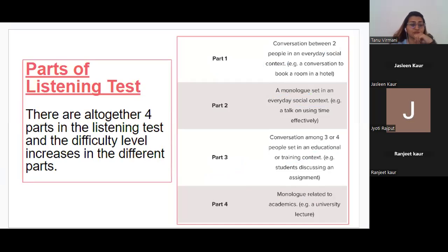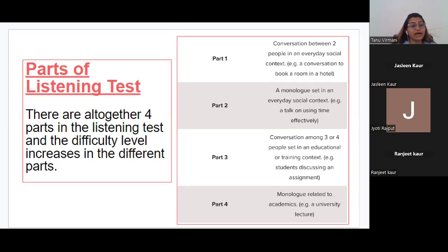Sure, because you need to know what your part 1 includes, what your part 2, part 3, and part 4. It's very important to know about the structure of your test. Do not just start doing your test, just opening the listening test and starting it. First, be well versed with the format, with the structure also, what your audio is about.